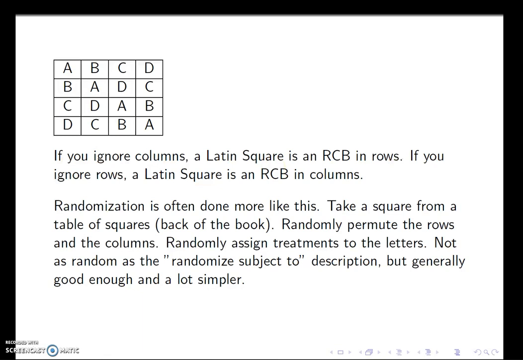Typically for randomization, if you're going to have to make one up yourself and not rely on a table or a computer program, you take a square from a table of squares on the back of the book, you randomly permute the rows and the columns, and you randomly assign your treatments to the letters.